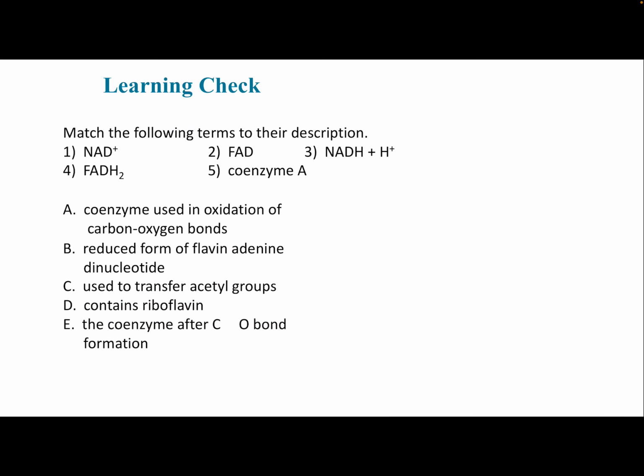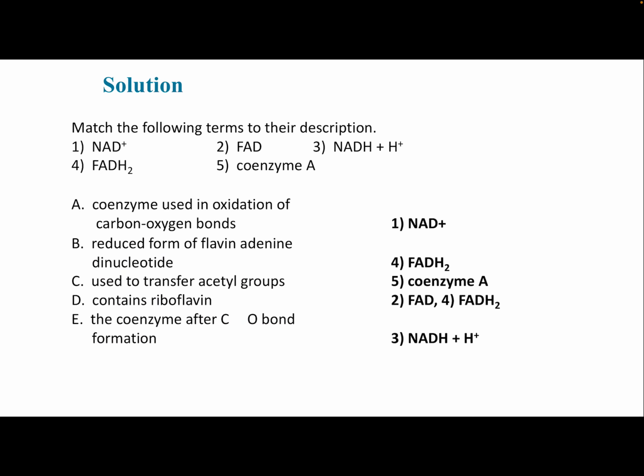So quick learning check. Go ahead and pause the video, give this a shot. See if you can match up the terms to their definitions. So carbon-oxygen bonds, NAD+. Reduced form should have an H in it, so 4. Transfer acetyl groups, coenzyme A. Contains riboflavin. Both of these guys contain riboflavin. One's just reduced and one's not.